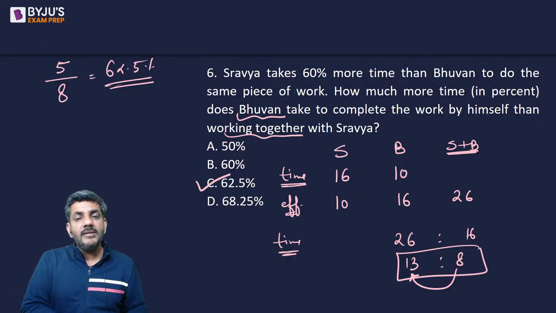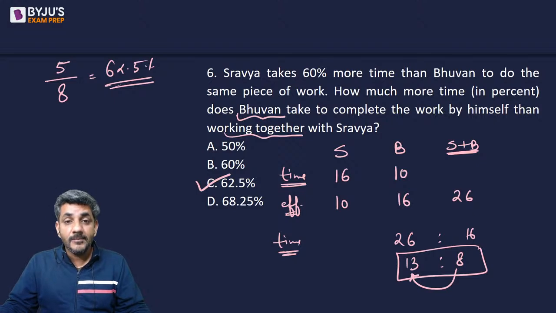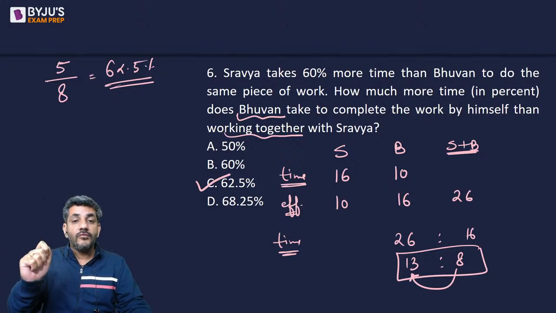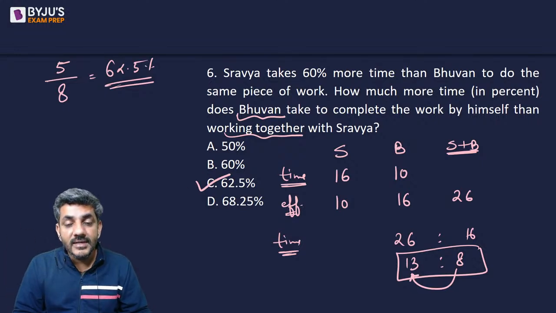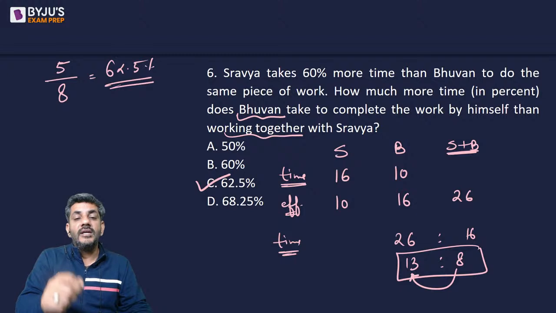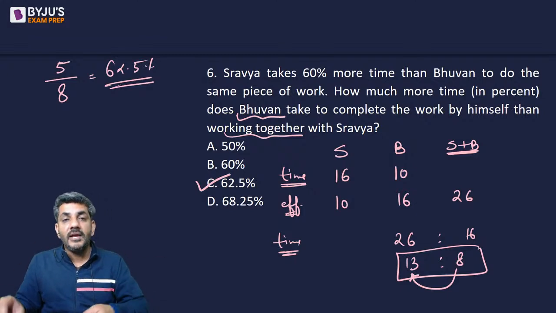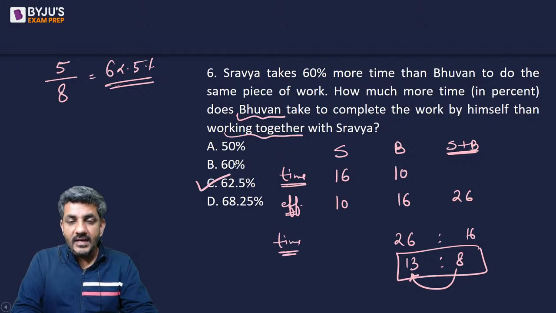So ratio of time is 16 is to 10, so ratio of efficiency is 10 is to 16. So total efficiency is 10 plus 16, 26. Now Bhuvan's efficiency is 16, and the efficiency of Sravya and Bhuvan together is 26, so the ratio of their time taken would again be reversed: 26 is to 16, and 13 is to 8. It means that on every 8 hours of them together, Bhuvan takes 5 hours more, that is 5 by 8 or 62.5% more. That is the right answer for question number 6.